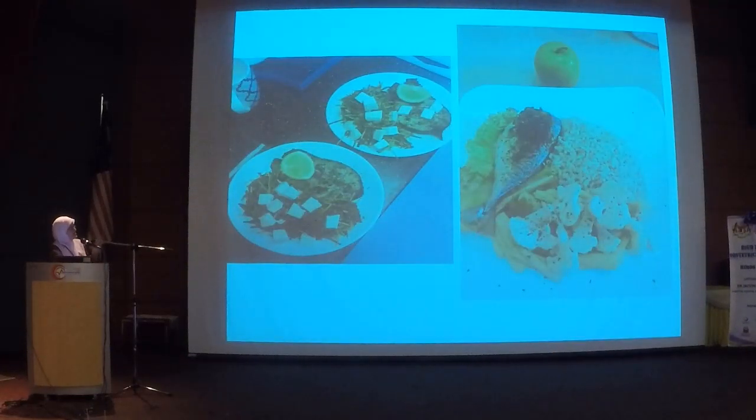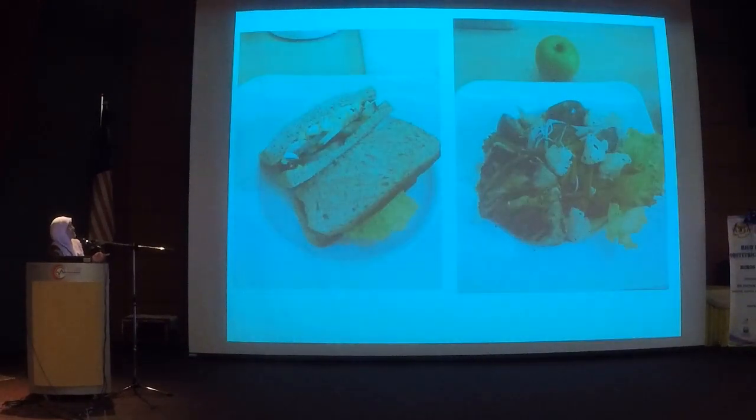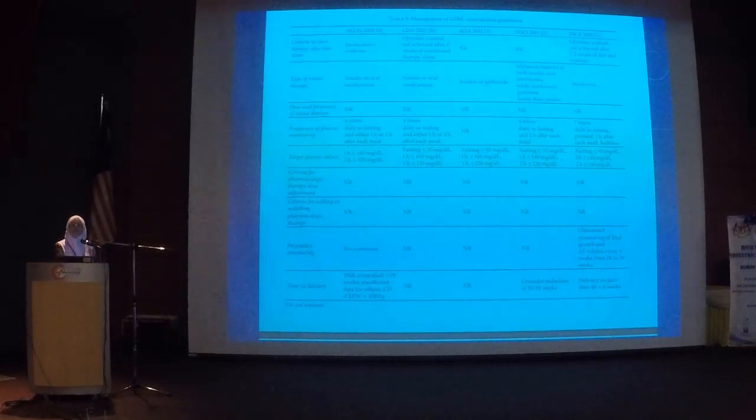So this is what we advise them. There's a quarter, suku separuh, suku protein, suku carb, and setengah pinggan fiber. Okay, again, breakfast can be like this: this is carb, and the fiber and the protein content inside there is as filling, instead of makan nasi lemak, roti canai, okay?